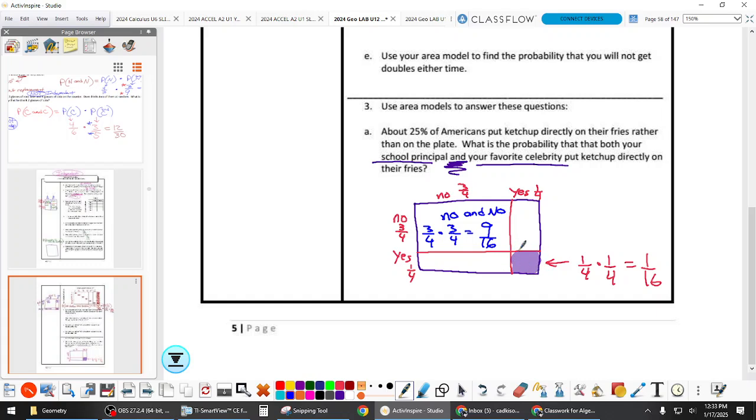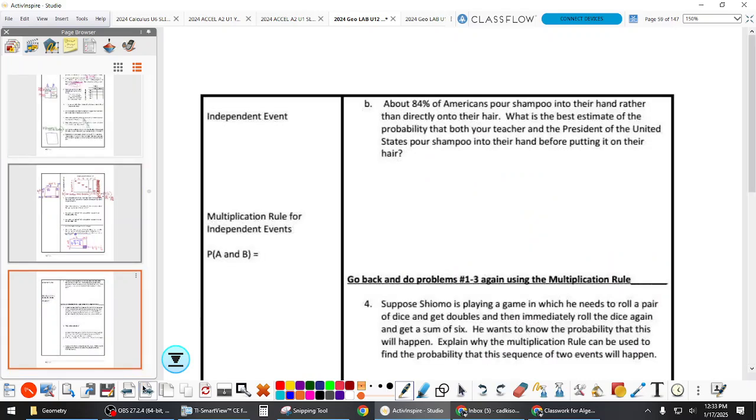Good? All right, I'm curious about this next one. About 84% of Americans pour shampoo into their hand rather than directly on their hair. Like, right? So, let's do our survey. Does anybody put shampoo directly on your hair? I sometimes do. I'll be honest. In fact, I did this morning.